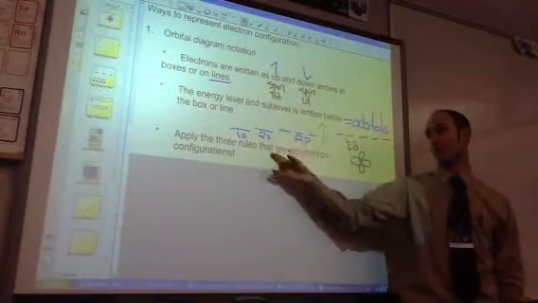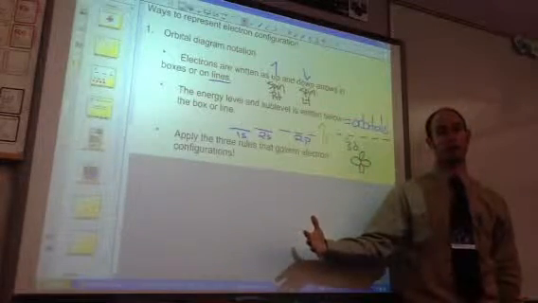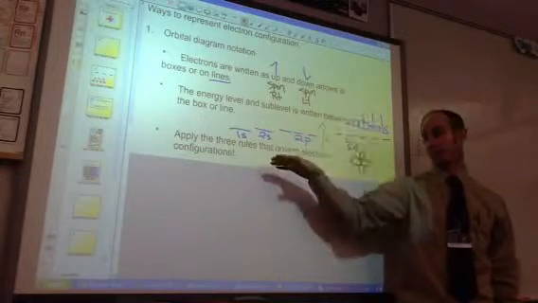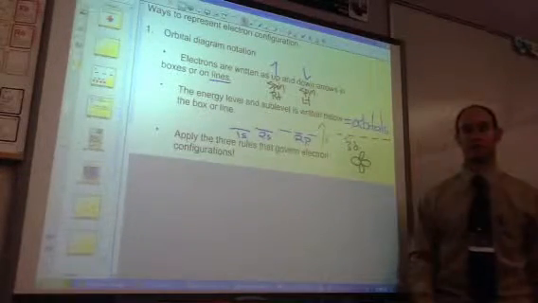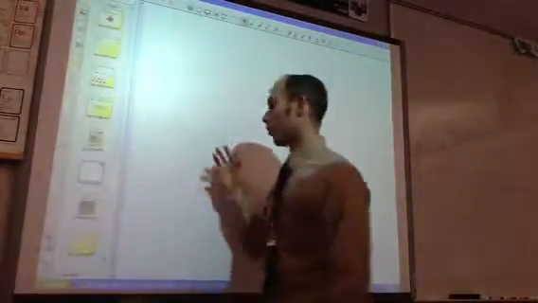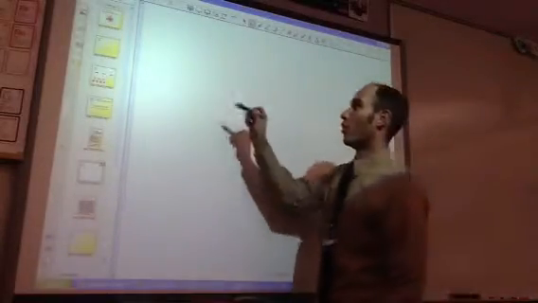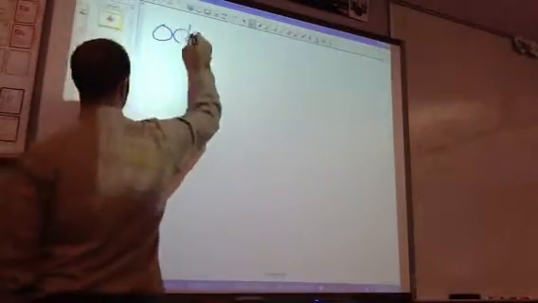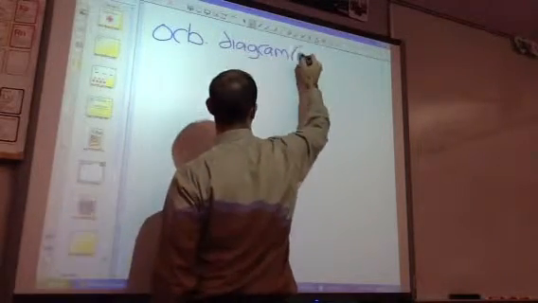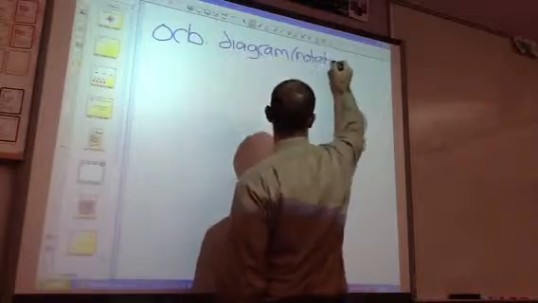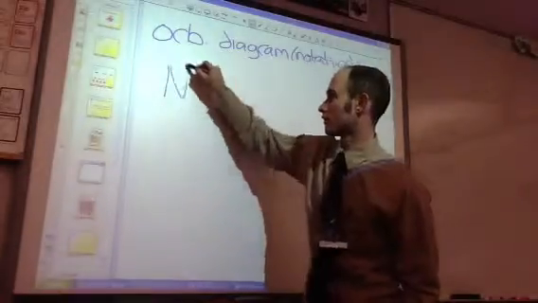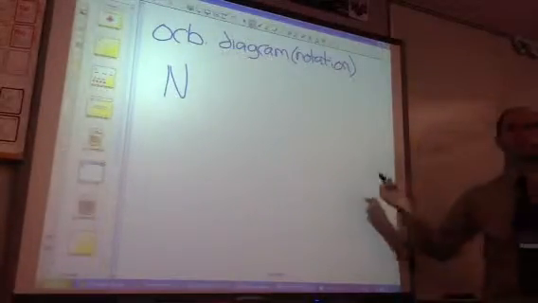And then we basically apply the rules that govern electron configurations. So start at the bottom, work your way up. The easiest way to do it is just dive in and do some example problems. So let's take a look at an example problem. We're going to use our rules for orbital diagrams. Orbital diagram notation, let's do nitrogen. How many electrons does nitrogen have?